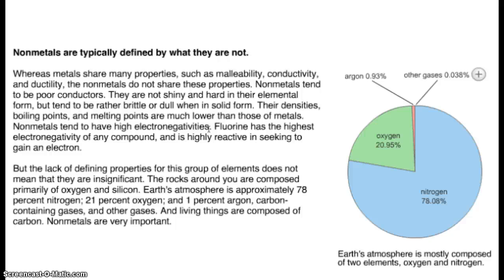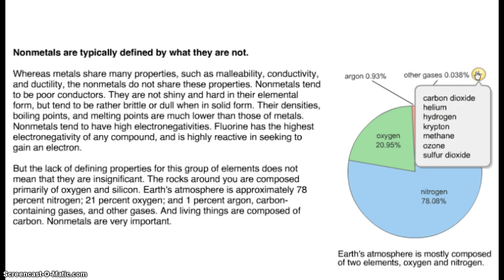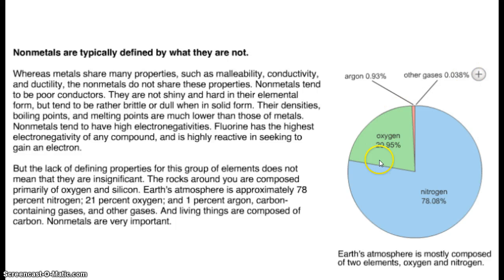Nonmetals are very important. The Earth's atmosphere is mostly composed of two elements, oxygen and nitrogen, and then of course there's the other gases, including carbon dioxide, helium, hydrogen, krypton, methane, ozone, and sulfur dioxide. Ozone is O3, so 3 oxygen atoms combined. When they say oxygen here, they mean O2, which is the form that your body uses.